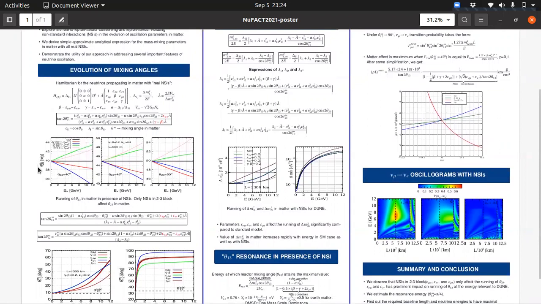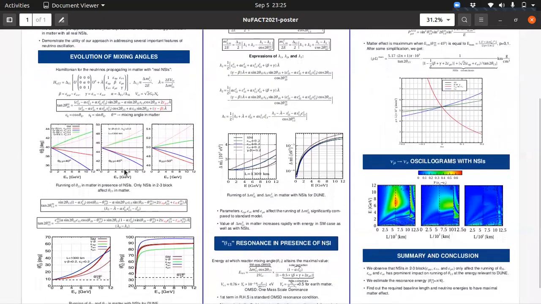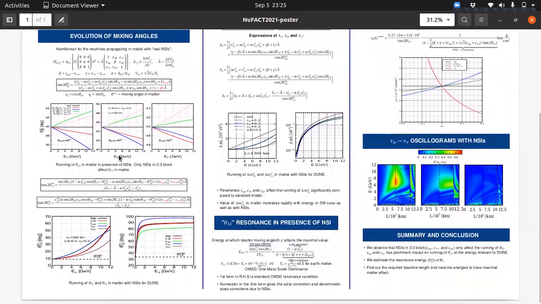We plot this modified theta 2 3 as a function of energy. Here, these three panels correspond to different values of theta 2 3 in vacuum, and we can see that depending on the value of theta 2 3 in vacuum, the evolution is different in the presence of various NSI parameters.